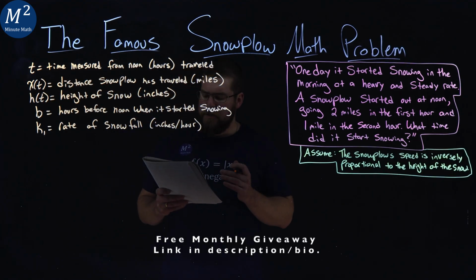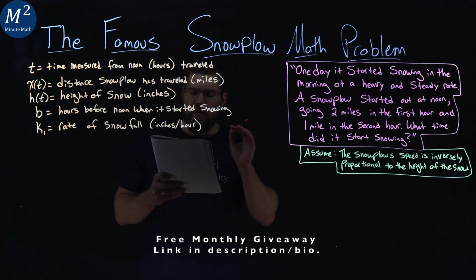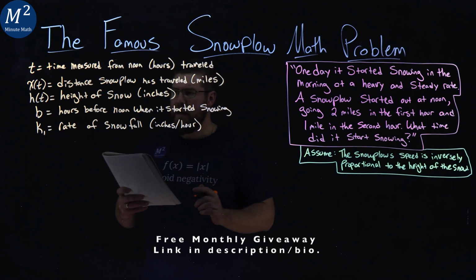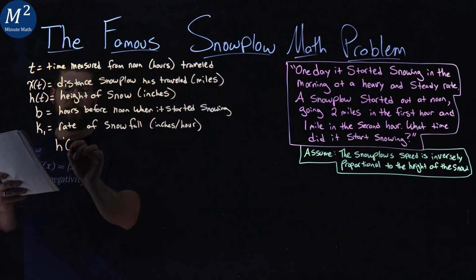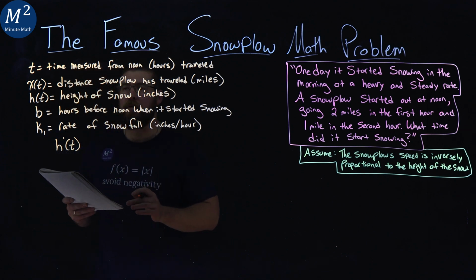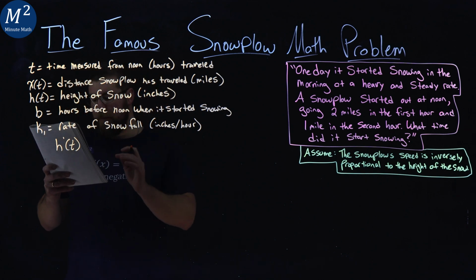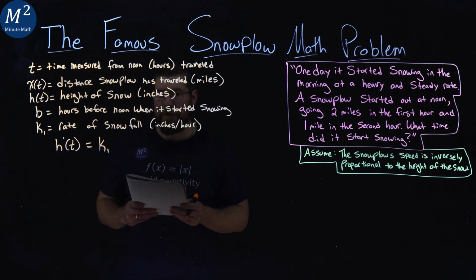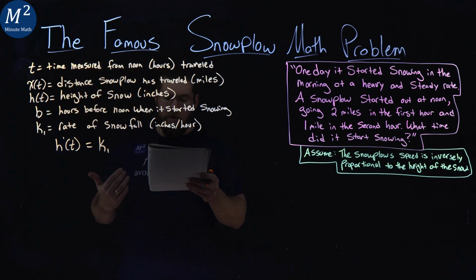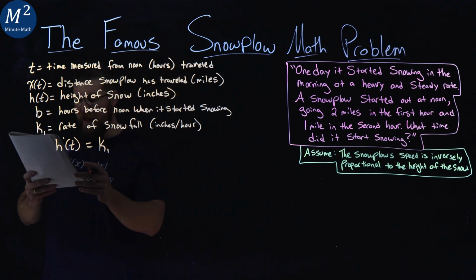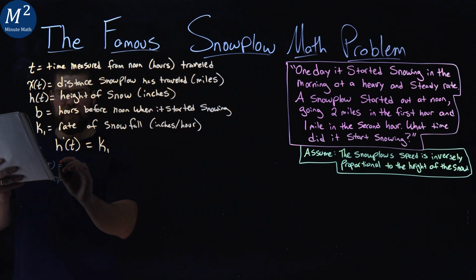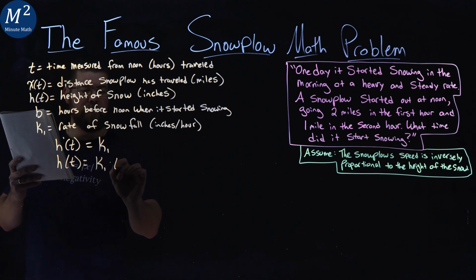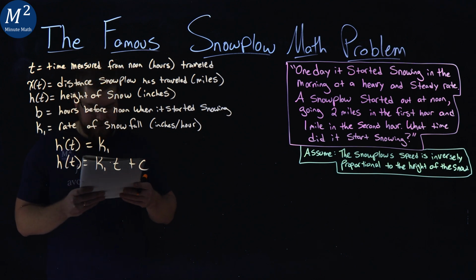Now with this information, they tell us in the problem that the snow fell at a steady rate. So we can set h prime of t, the derivative, the rate of change of the height of snow in inches, equal to K1, the rate of the snow falling. Then if we integrate that, or take the antiderivative, we have a linear equation: h of t is equal to K1 times t plus some constant c.